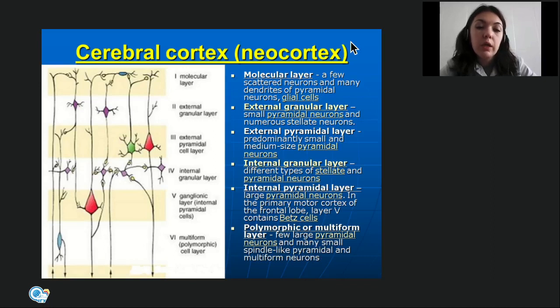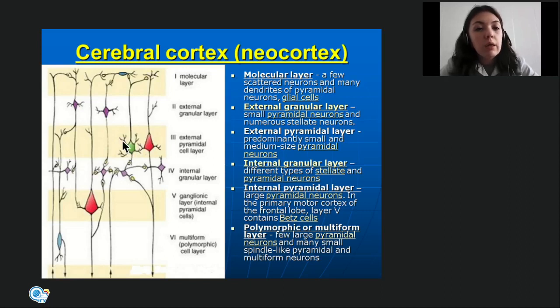Typically, 6 layers are distinguished. We start from outside and move in the inward direction. The first layer is the molecular layer, which is presented by a few scattered neurons and many dendrites of pyramidal neurons, and glial cells. Then there is the external granular layer, presented by small pyramidal neurons and numerous stellate neurons. And the third layer is the external pyramidal layer, presented predominantly by small and medium-sized pyramidal neurons.